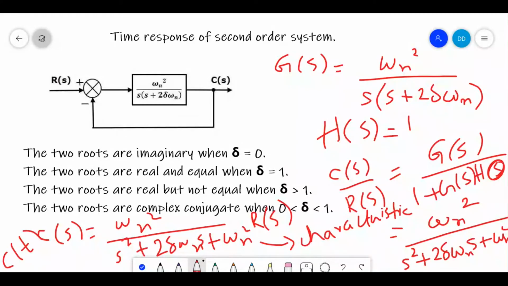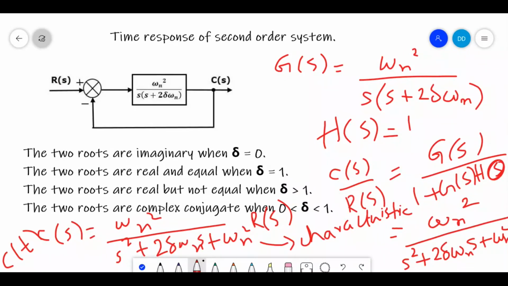So the characteristic equation is s square plus 2 delta omega n s plus omega n square equal to 0. If we solve this characteristic equation, we will get different roots based on the value of delta. If delta is equal to 0, we get imaginary roots. If delta is equal to 1, we get two roots which are negative, real and equal. If delta is greater than 1, we get two roots which are negative, real but not equal. And when delta lies between 0 and 1, we get complex conjugate roots. So depending upon the value of delta, the roots vary.